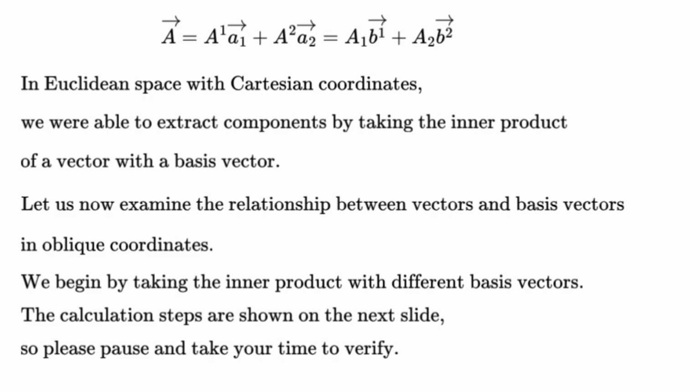In Euclidean space with Cartesian coordinates, we were able to extract components by taking the inner product of a vector with a basis vector. Let us now examine the relationship between vectors and basis vectors in oblique coordinates. We begin by taking the inner product with different basis vectors. The calculation steps are shown on the next slide, so please pause and take your time to verify.